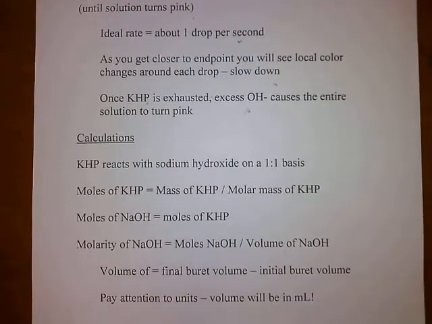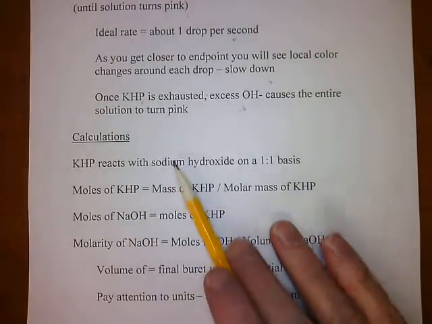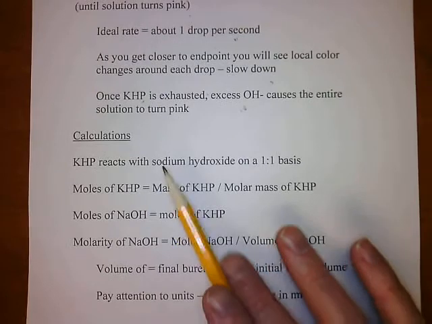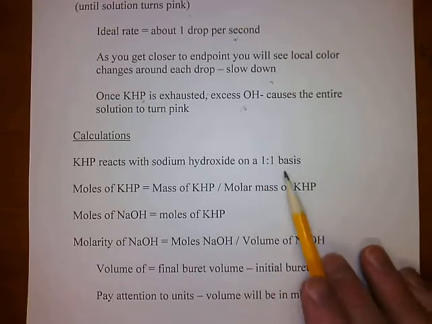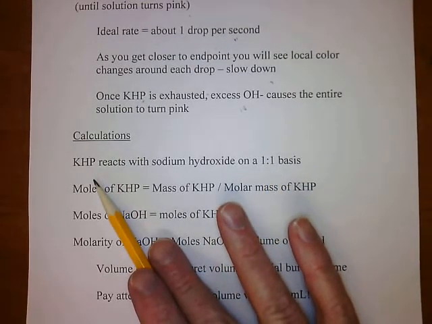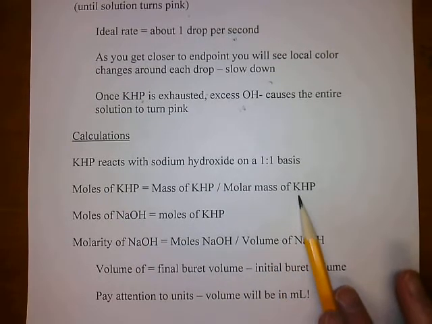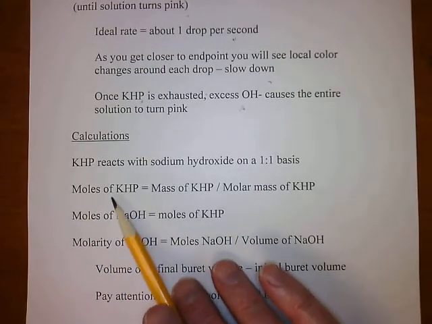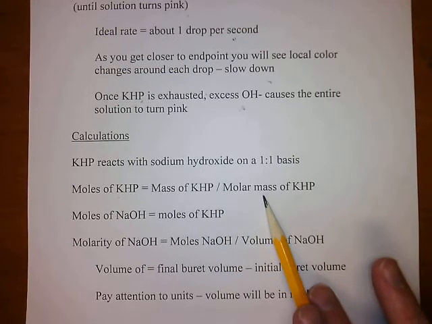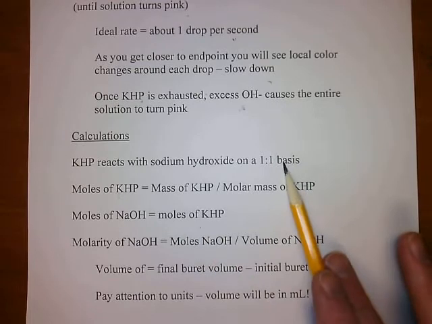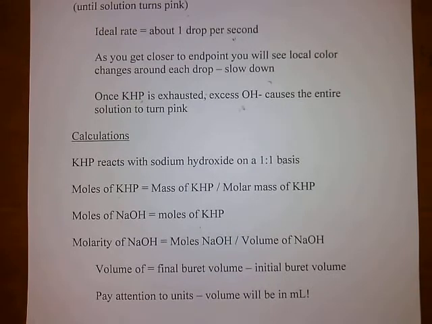So how do we do the calculations for this week 1 standardization of the sodium hydroxide? Well, you have to know that KHP reacts with sodium hydroxide on a 1-to-1 basis. Now, KHP is our known reagent. So we know how much we're putting in, and we know what it is, so we know the molar mass of it. So your moles of KHP will be the mass of KHP divided by the molar mass. Then you take into account the fact that they react on a 1-to-1 basis. So the moles of sodium hydroxide equals the moles of KHP.